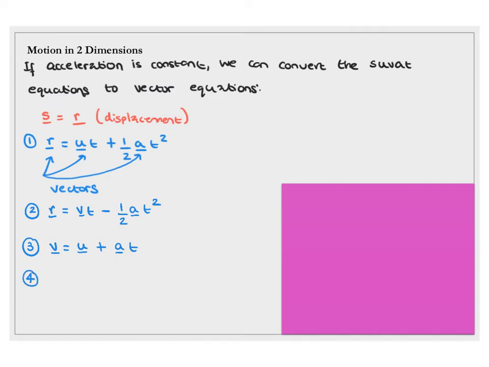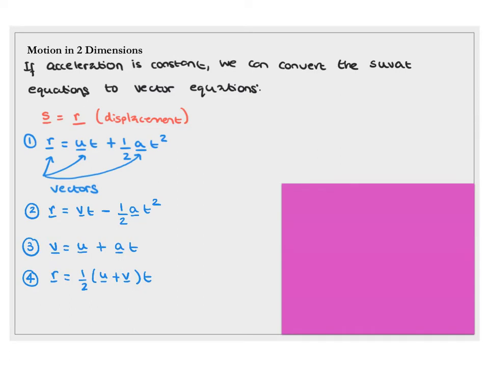And we then have s equals (u plus v) over 2 multiplied by t, and that becomes r equals (u plus v) over 2 multiplied by t. And again, displacement and velocity are both expressed as vectors. Now, notice there is no vector equivalent of the SUVAT equation v squared equals u squared plus 2as.